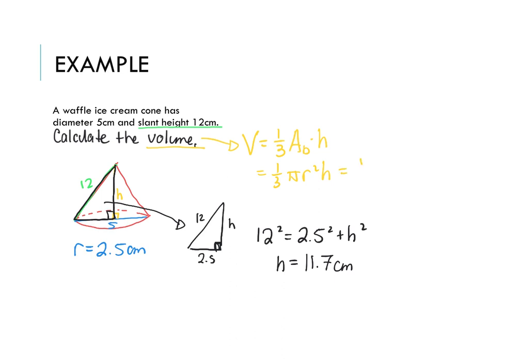And now we're ready to find the volume of our cone. So we can use the equation 1/3 pi r squared h, with r as 2.5, so 1/3 pi times 2.5 squared times 11.7. Putting all this in your calculator, you're going to get that the volume is 76.8 centimeters cubed.